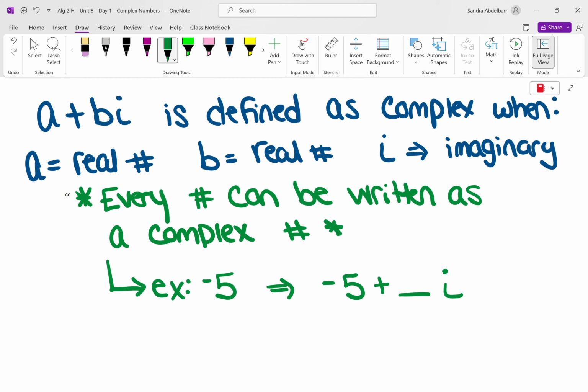But in reality, is there an i in negative 5? No. So what number can we multiply i by that would essentially eliminate that i? Make it go away. 0? 0, right? 0 times anything, isn't that 0? So that's how we can change a real number into complex form. Negative 5 plus 0i.